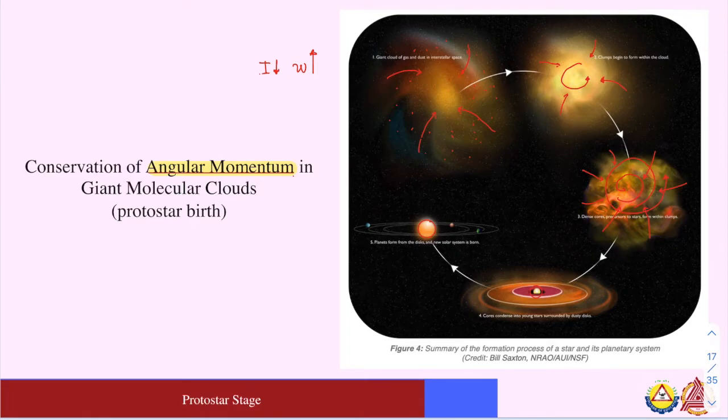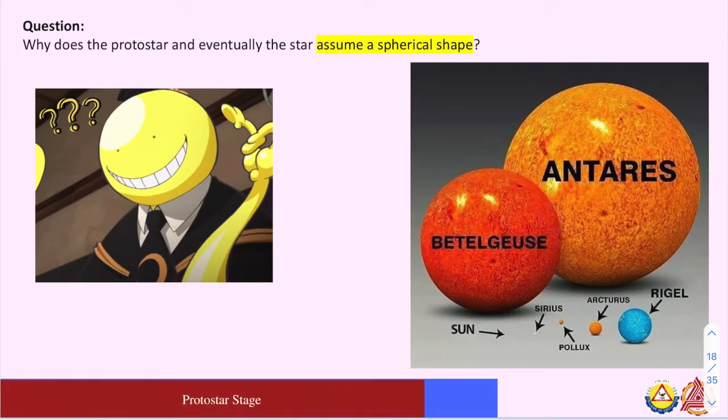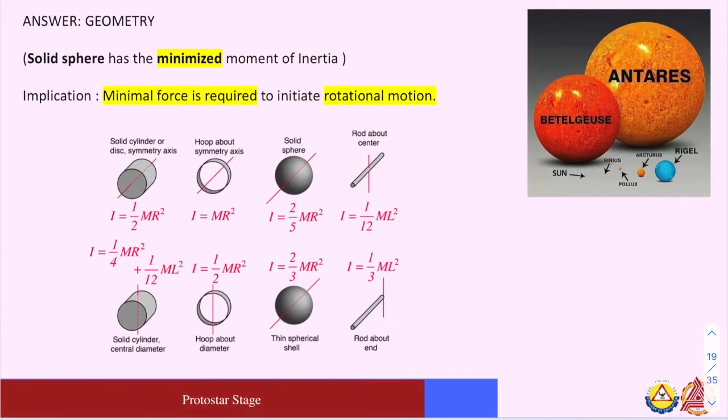Okay, another thing. Why does the protostar eventually assume a spherical shape? Ang mga large na mga stars usually mag-assume man na siya spherical shape. Now, the very common answer is you will reason that, of course, sir, the gravity will try to squeeze them towards the common center. So, syempre, if the force of gravity is acting radially towards the center, ang mahitabo is a spherical shape. But aside from that reasoning, the answer comes from the geometry of the sphere.